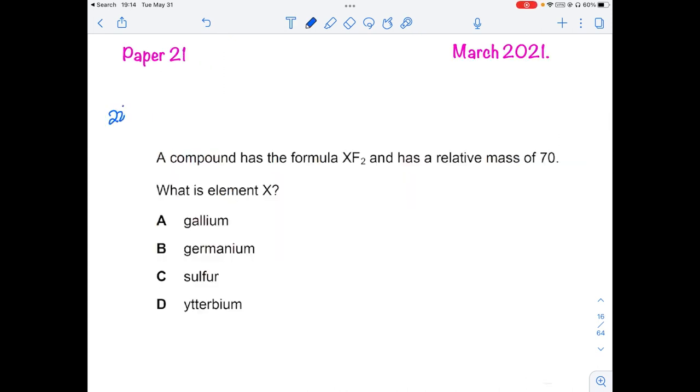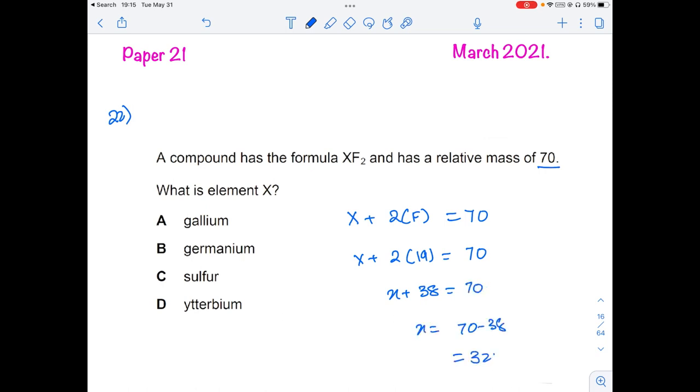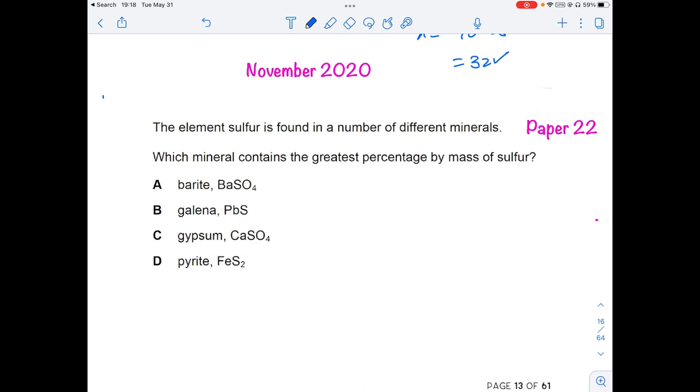Now coming to question number 22, a compound has a formula XF2 and has a relative mass of 70. What is the element X? So X plus 2 times fluorine equals 70. From the periodic table given in the question paper, fluorine is 19, so X plus 38 equals 70. So X equals 70 minus 38, which is going to be 32. If you can memorize it, 32 is sulfur. It's not gallium, germanium or anything else. So we can just choose the answer as sulfur, or you can check in the periodic table. Sulfur has a mass of 32. That's going to be the answer.